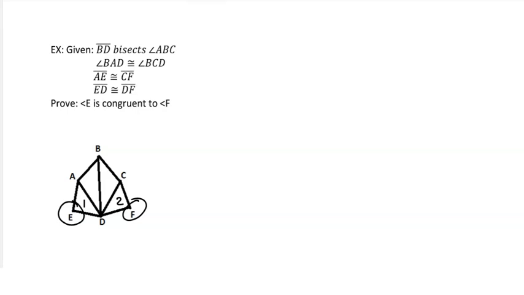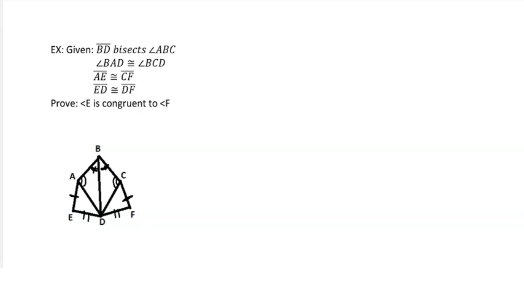Well, let's see if we can work with those two triangles right off the bat. We know that BD bisects ABC, so those angles must be congruent. We also know that BAD is going to be congruent to BCD. It's weird, why are they talking about those triangles? We know in the end we have to be working with those bottom left and bottom right. We also know that AE is congruent to CF, and we know that ED is congruent to DF.